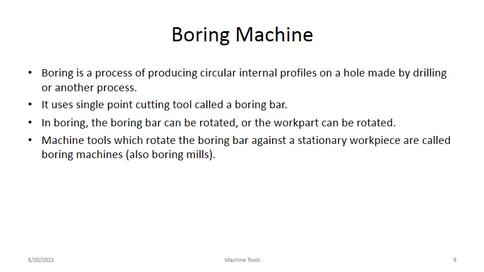So what is boring? Boring is a process of producing a circular internal profile on a hole made by drilling or another process. It uses a single point cutting tool called a boring bar. The boring bar can be rotated and the work part can be rotated. Machine tools which rotate the boring bar against a stationary workpiece are called boring machines. Clear? These are the four important machines.